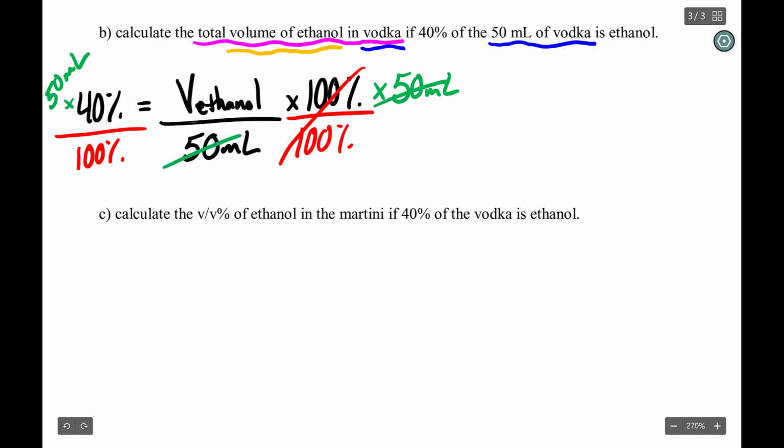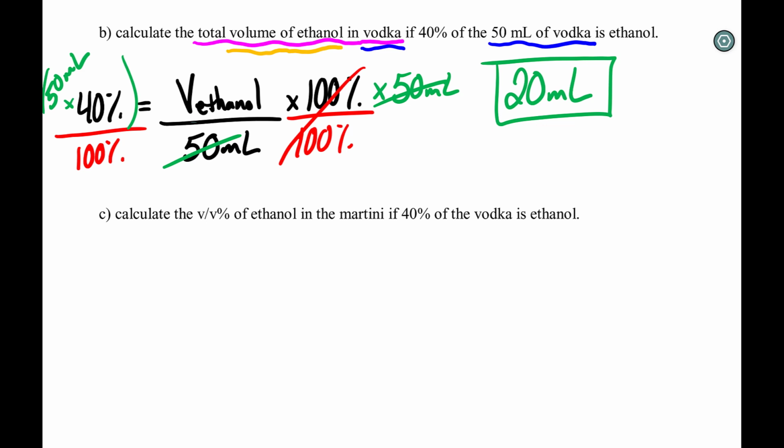Make sure I put my numerator in one set of brackets. So we have 50 times 40. Then we're dividing that by 100. This would come out to 20 milliliters. Now this makes sense to me. I understand that 20 is 40% of 50, because if I doubled 50 to 100, then I would double 20 to 40, which is 40% of 100. So 20 milliliters of the 50 milliliters of vodka is ethanol, which is the alcohol we drink.